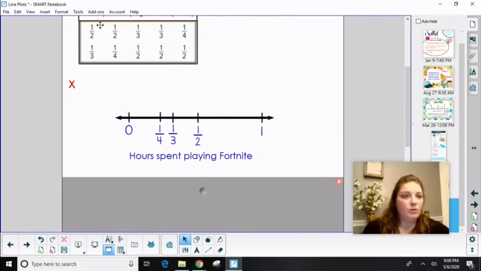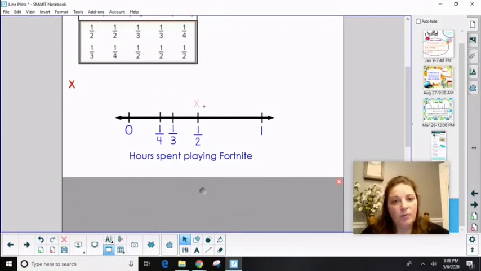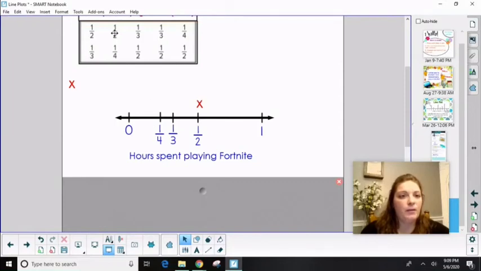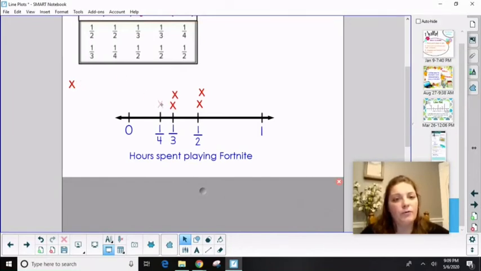So I like to start at the top left and work my way over and then do the second row. So I have an X on a half. Remember, this is a half of an hour, 1/2 hour. Then I have another half. And then I have a third of an hour. And another third of an hour. And then I have a fourth of an hour.